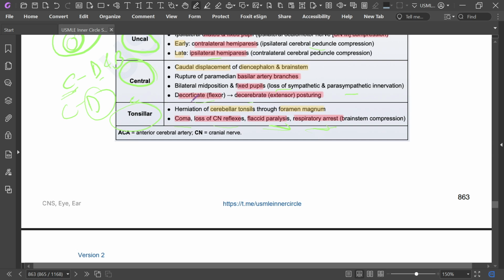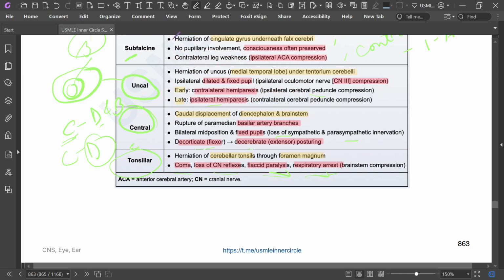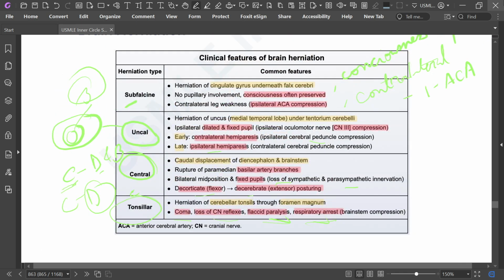In central herniation, one thing we have to remember is there are bilateral mid-position fixed pupils due to loss of sympathetic and parasympathetic nerve innervation. It's a very complex topic, but if we read it this way, we can deal with the questions.